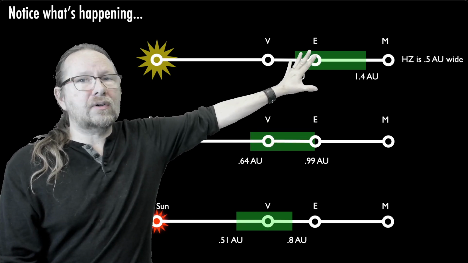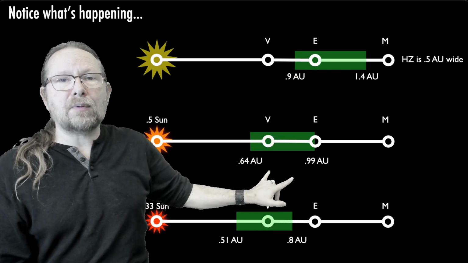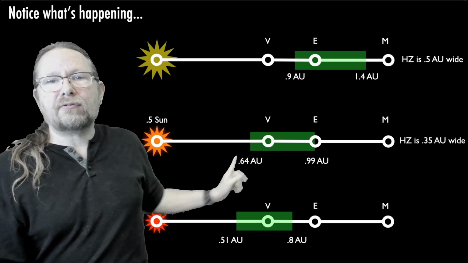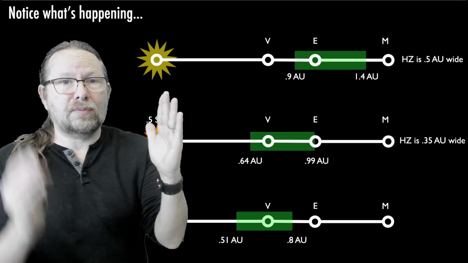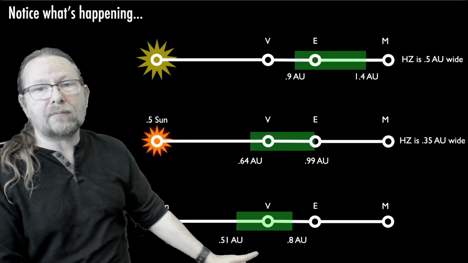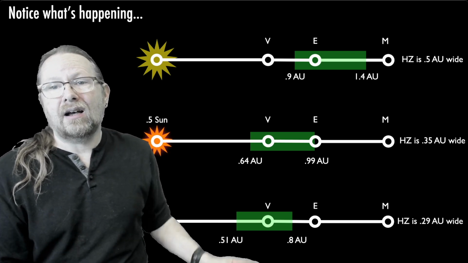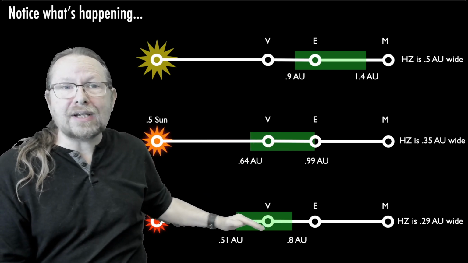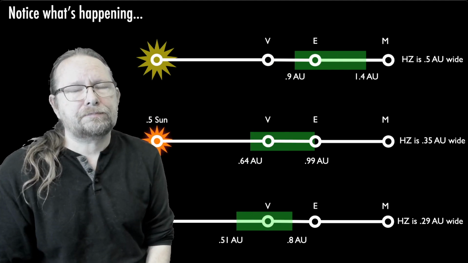The habitable zone of our solar system is about half an astronomical unit. The habitable zone of this hypothetical solar system, around a star half as bright as the sun, is from 0.64 to 0.99, only 0.35 AU from the inside edge to the outside edge. The habitable zone of this one, from 0.51 to 0.8, is only 0.29. That's less than 0.3. So the size of the habitable zone has decreased as the star in the center gets dimmer and dimmer and dimmer.